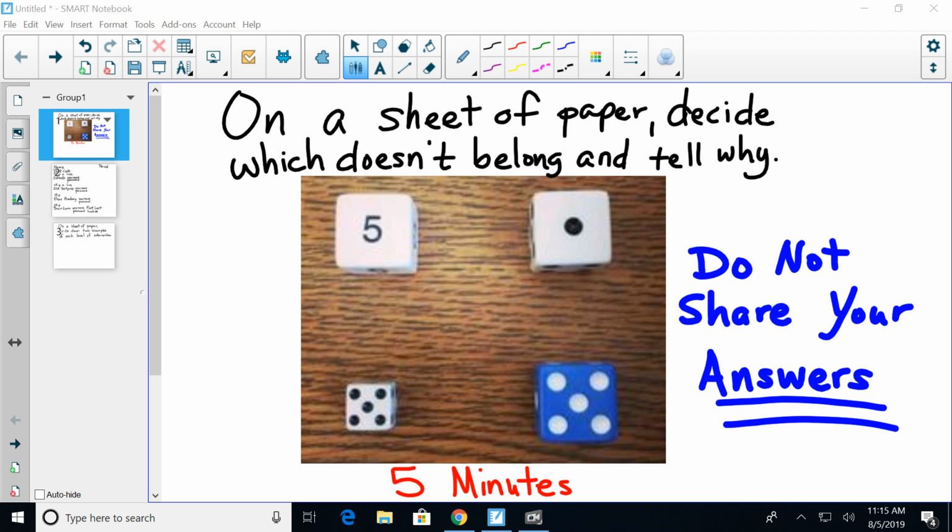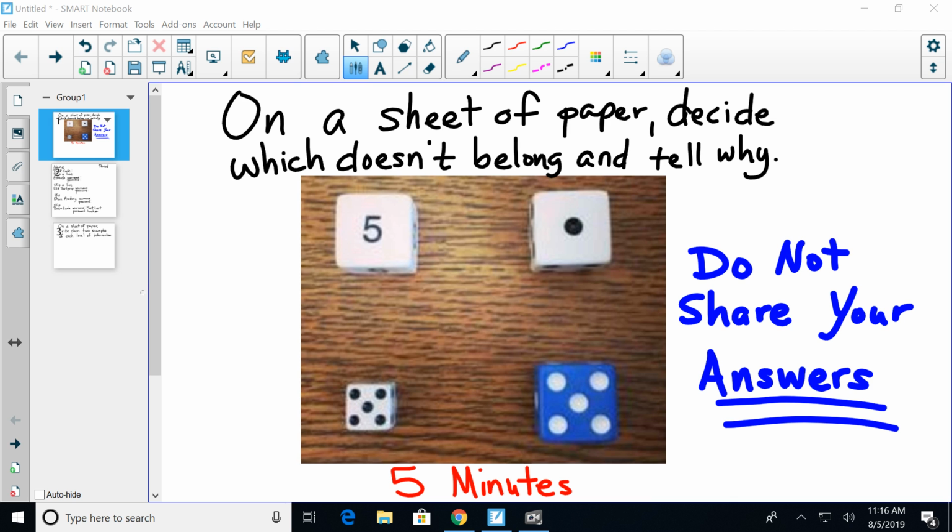Yes? I feel like it's the one with the number 5, because the rest have dots. Okay, so she says it's the top left because all of them have dots, and then that one is a digit. Does somebody have another reason?